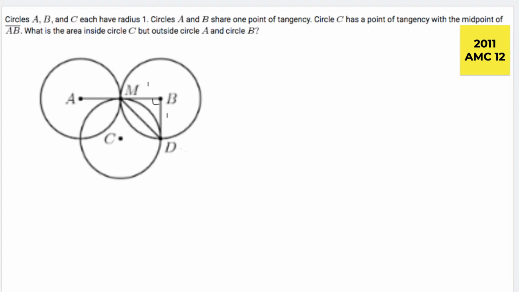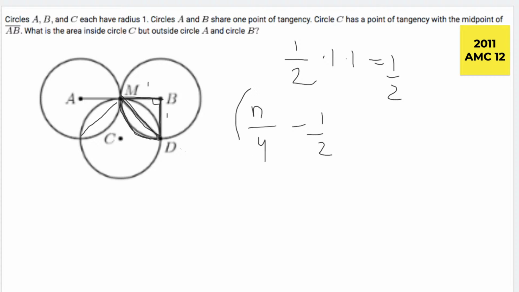So what is the area of the entire circle B? It's just pi. And what is the area of this arc? It's just 1/4 of that, so pi over 4. Now we want the area of this triangle, which has side lengths of 1. So 1 over 2 times 1 times 1 equals 1 over 2. So the area of half of this region is pi over 4 minus 1 over 2. However, we have 4 of these regions, so we multiply this by 4, and you get pi minus 2.